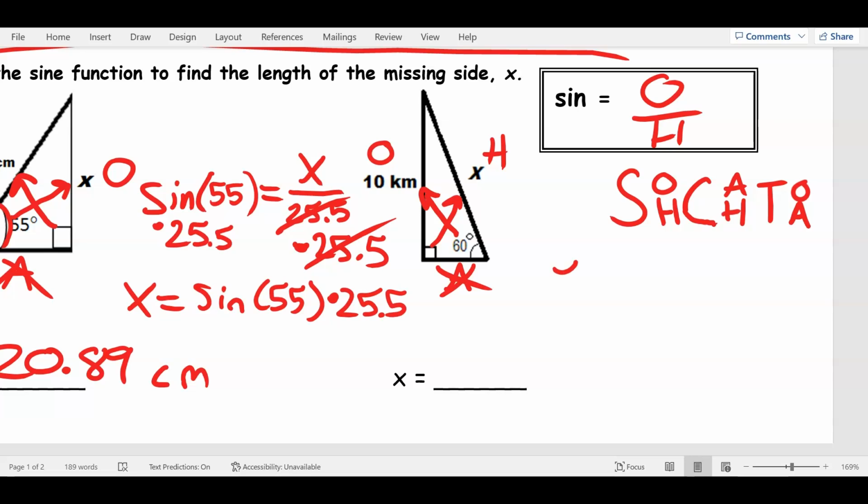All right. So here we go. Sine and then parentheses. What's the angle? Sine 60 equals, so it's trig angle equals what over what? Now check it out. It's O over H, right? What's O? 10, and H on the bottom is going to be X.